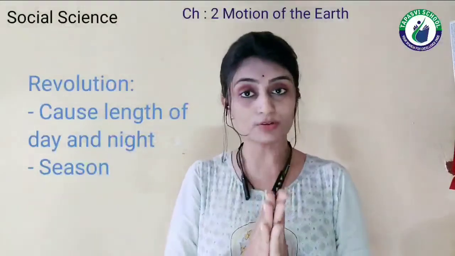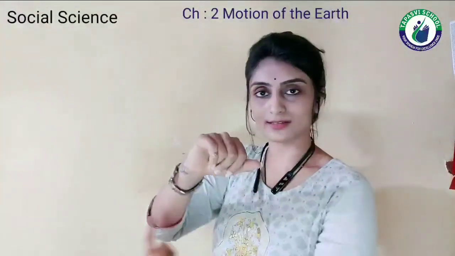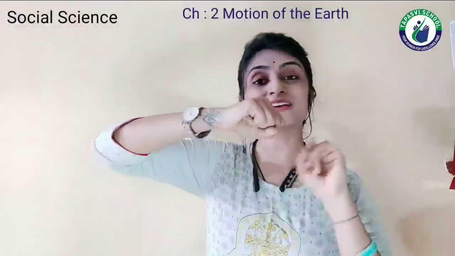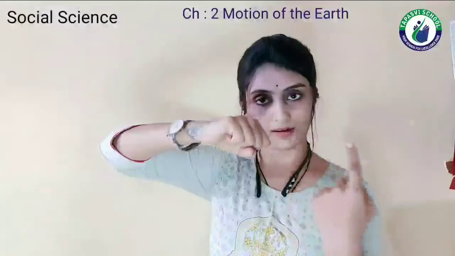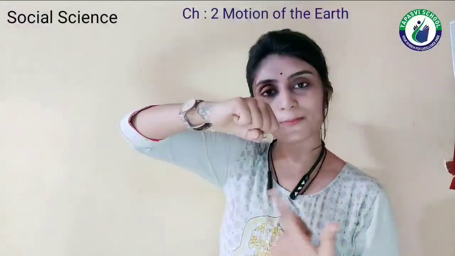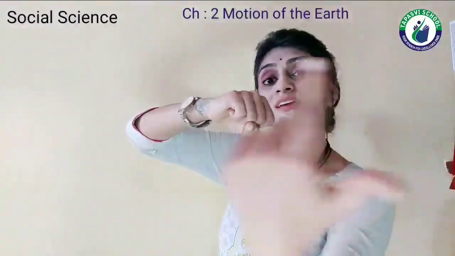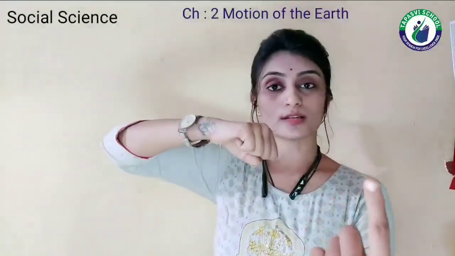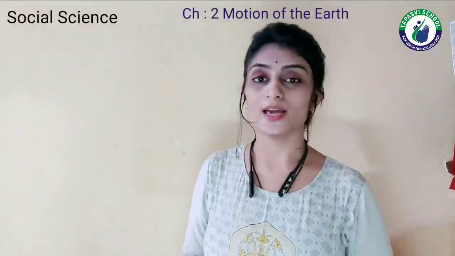Okay, so this is revolution. The Earth, while rotating on its own axis, also revolves around the sun. Rotation takes 24 hours, that means one day, and the revolution takes 365 days and 6 hours.